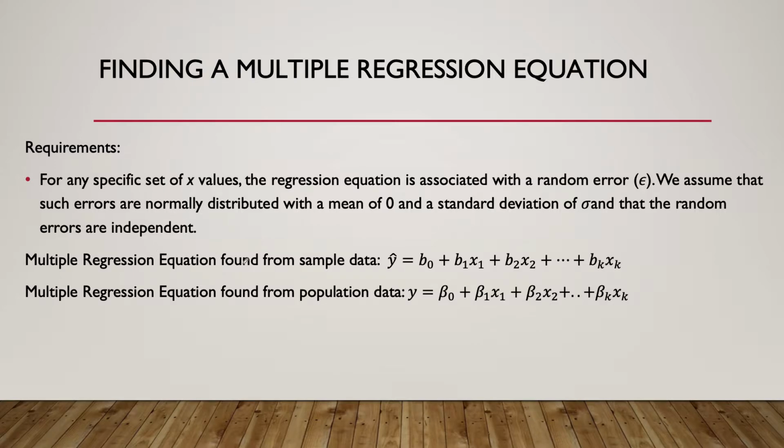The multiple regression equation found from the sample data is y hat equals b sub 0 plus b sub 1 times x sub 1 plus b sub 2 times x sub 2, all the way up to b sub k times x sub k. And the multiple regression equation for the population is y equals beta sub 0 plus beta sub 1 times x sub 1 plus beta sub 2 times x sub 2, all the way up to beta sub k times x sub k.